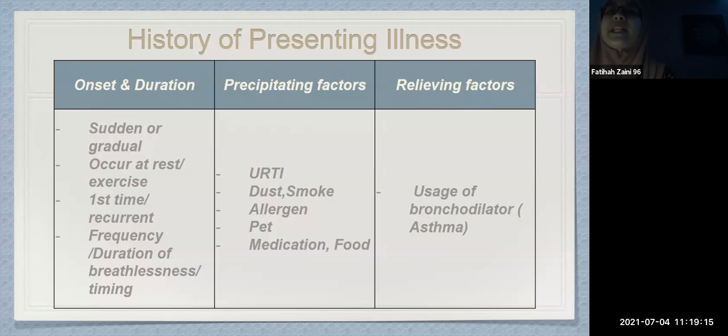In terms of precipitating factors, we have to know whether the patient had upper respiratory tract infection, exposure to dust or smoke, which is one of the contributing factors that could worsen the asthmatic attack, allergens, pets, or any allergy toward certain medication or foods in which the patient presented with breathlessness. And then in terms of relieving factors, it is important to know, if this patient had underlying asthma, whether the use of bronchodilator does relieve the episode of breathlessness.